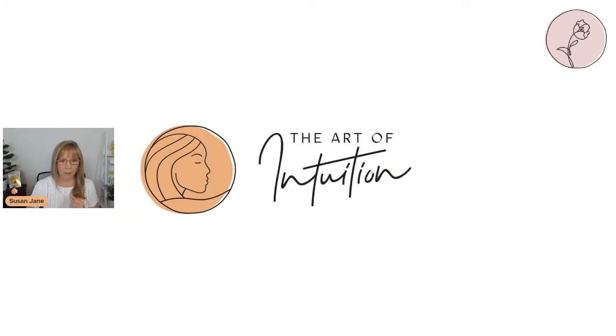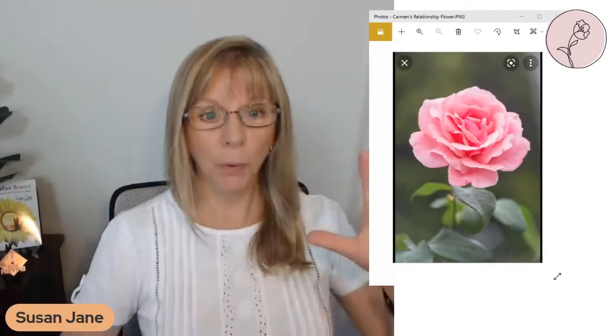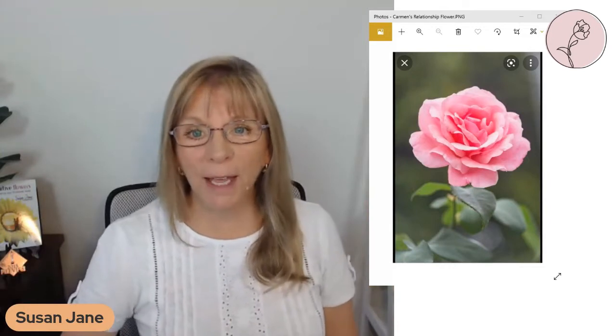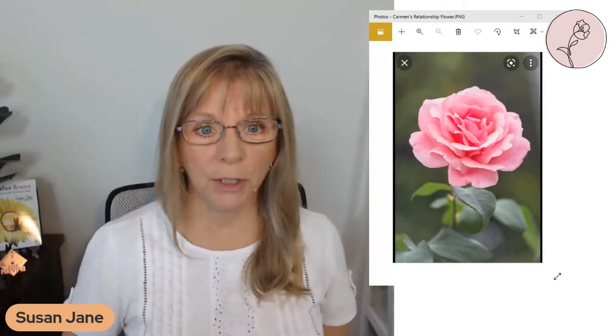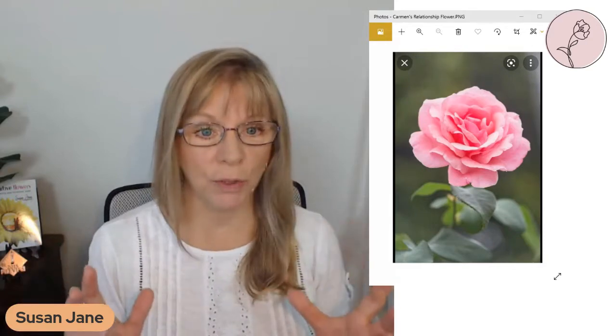Now, when we say I look at the logic, I'll bring up the flower image first. So here is her flower image. Whoops, I've just disappeared. There I am. So here is her flower image, and it's a relationship flower image. So when we look at that, we can start to look at all the logical side first.